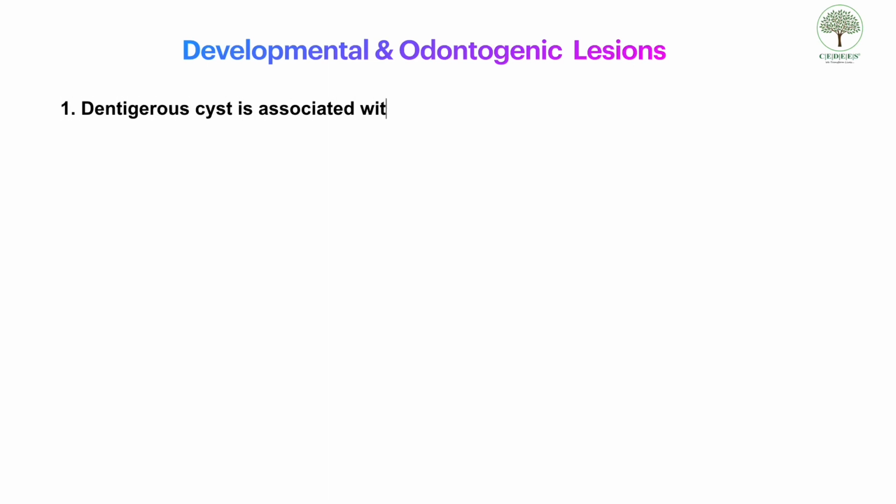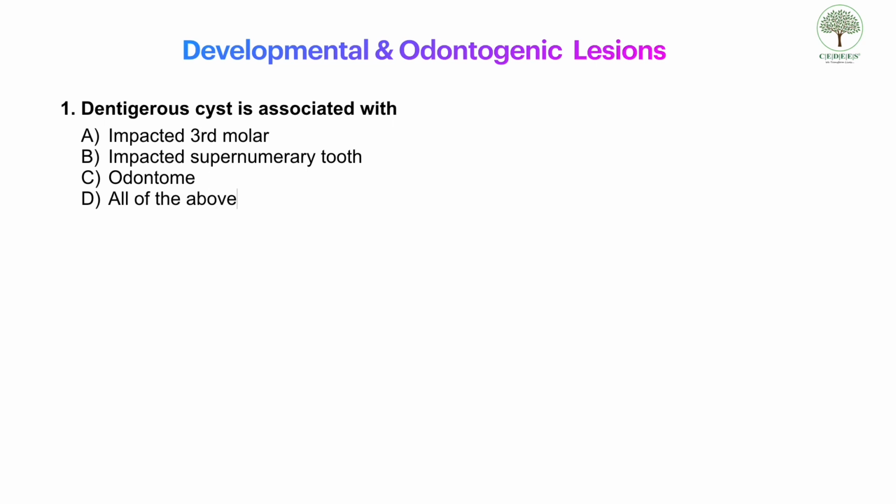In this video, we will be discussing MCQs related to developmental disturbances and odontogenic tumors and cysts. Our first question is, dentigerous cyst is associated with, and your options are A. Impacted third molar, B. Impacted supernumerary tooth, C. Odontome, D. All of the above. The correct answer here in the given situation will be impacted third molar.